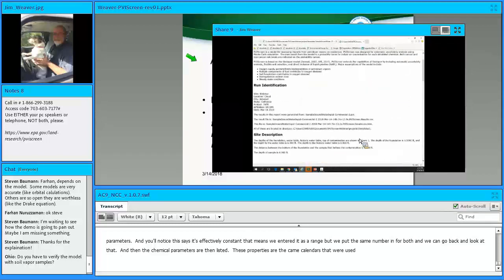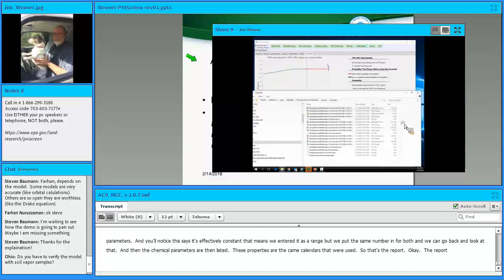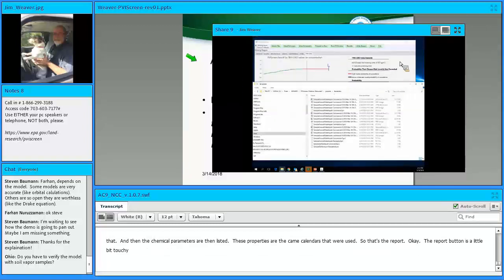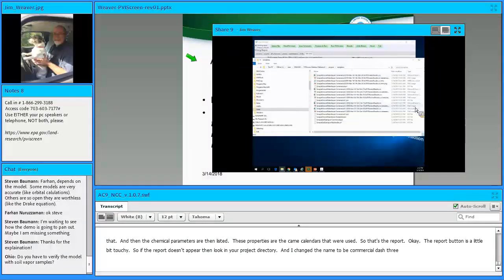So that's the report. Okay, the report button is a little bit touchy. So if the report doesn't appear, you can look in your project directory, and I changed the name to be commercial-3, so I'm looking for the commercial-3 HTML file.